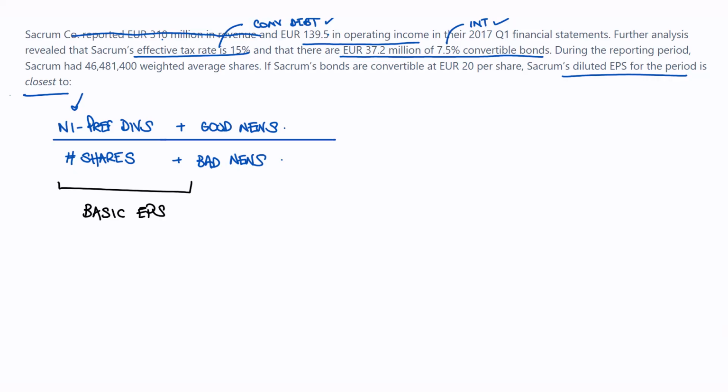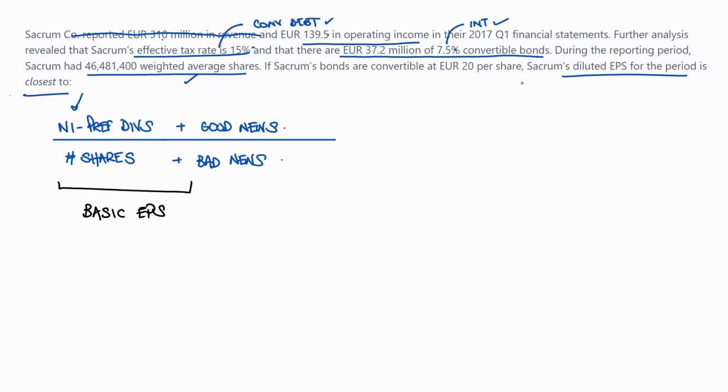During the reporting period, Sacrum had 46,481,400 weighted average shares. There you go. This is what you'll typically see in a level 1 question. They're not going to give you every single adjustment to do for diluted EPS in one question. It's too much. So some things they'll make you calculate. Some things are just gifted. Here, shares in issue was gifted.